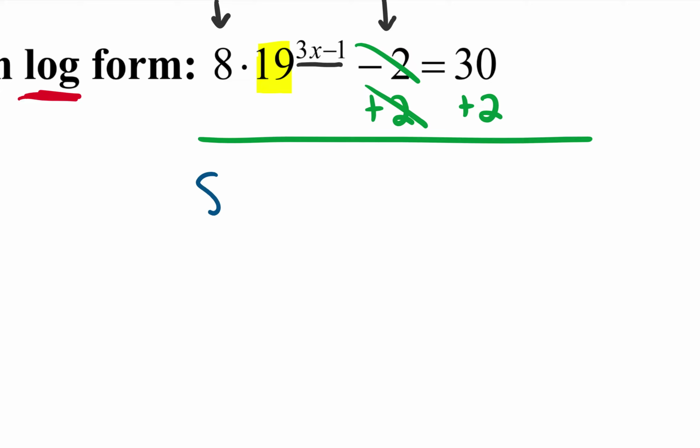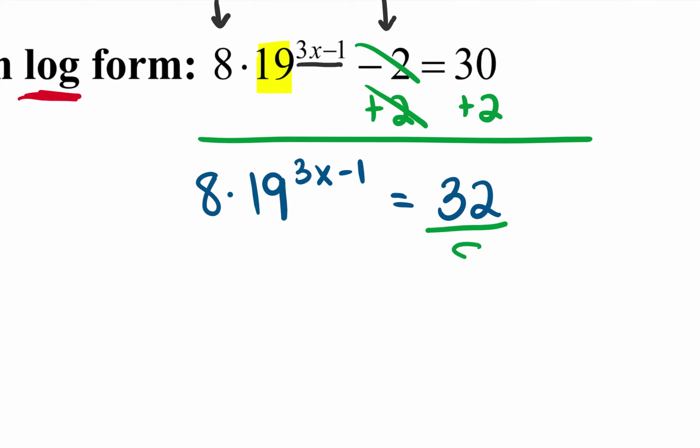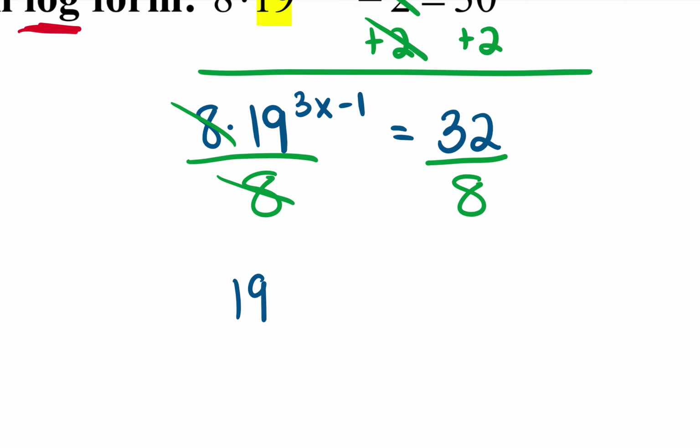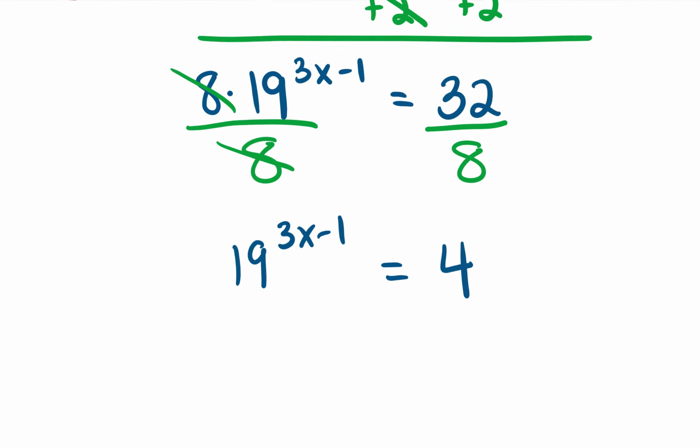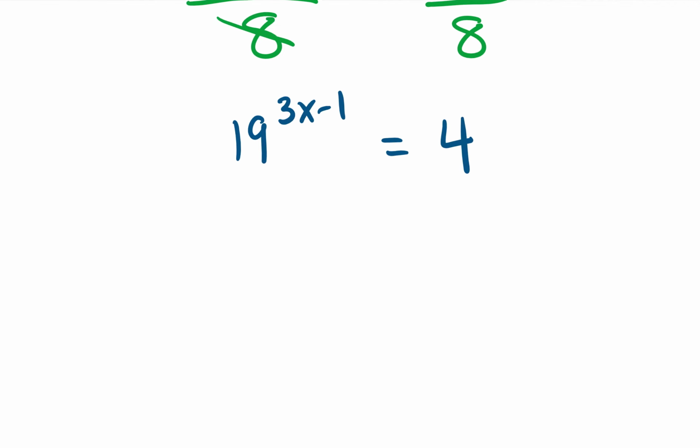So I'm going to have 8 times 19^(3x minus 1) equals 30 plus 2, which is now 32. Okay, now I can get rid of this 8 because it's 8 times. I would divide by 8. That would get rid of it. So now I have 19^(3x minus 1) equals 32 divided by 8, which is 4. Awesome. Now I can convert.